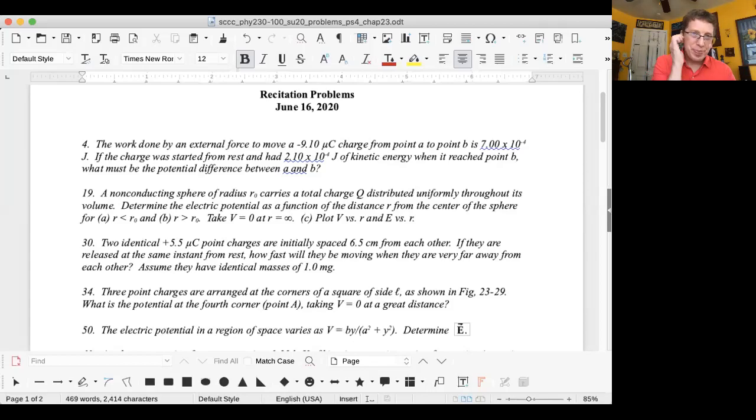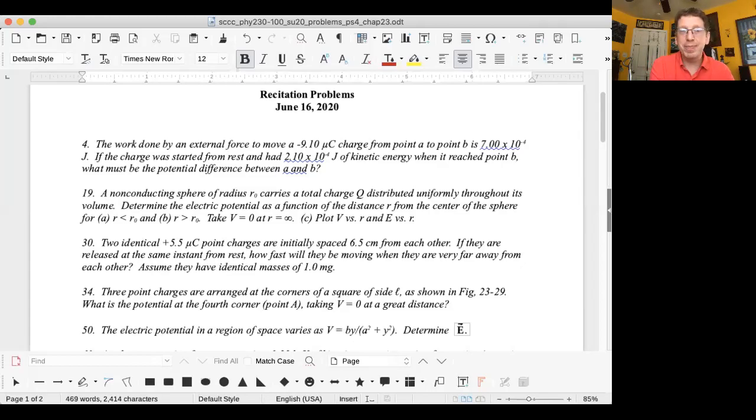So think of what you know about the work done by non-conservative forces and how that applies to potential energy and how that applies to electric potential. And that's how you figure out how to solve problem 4.